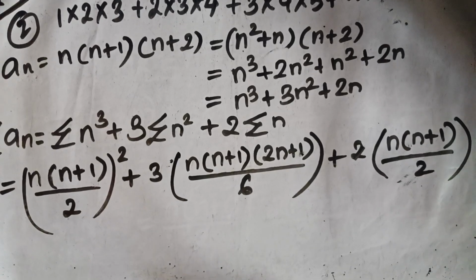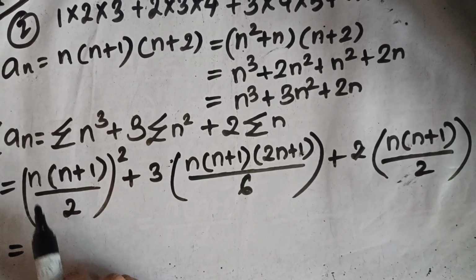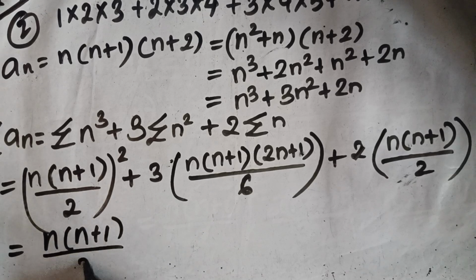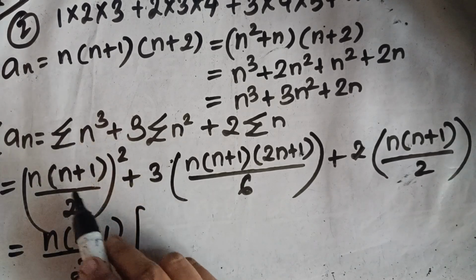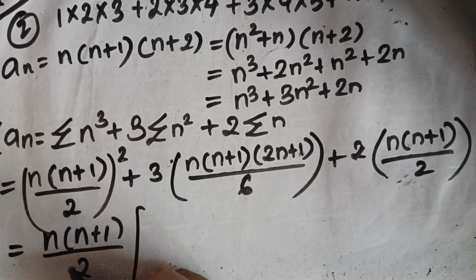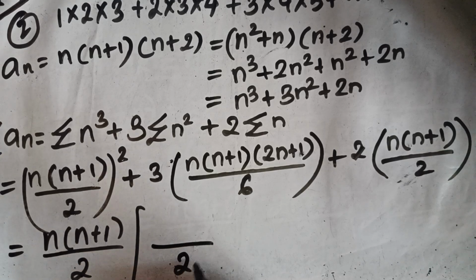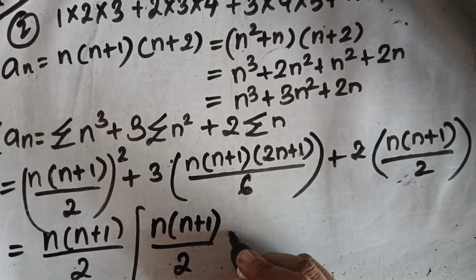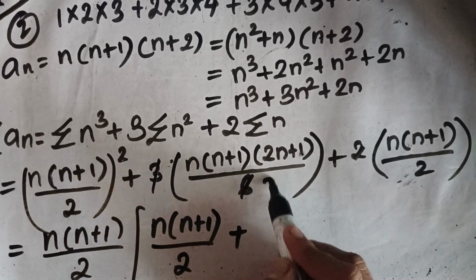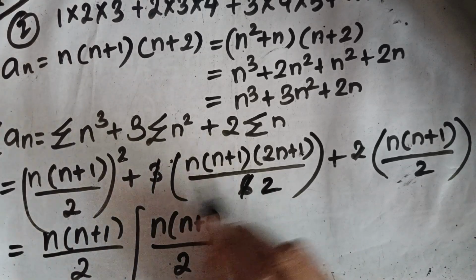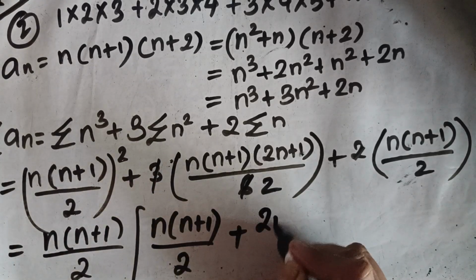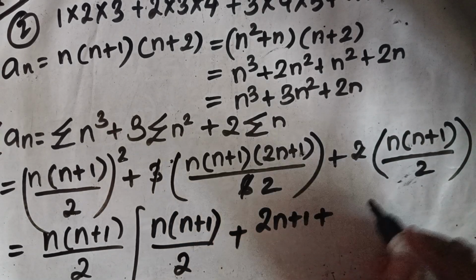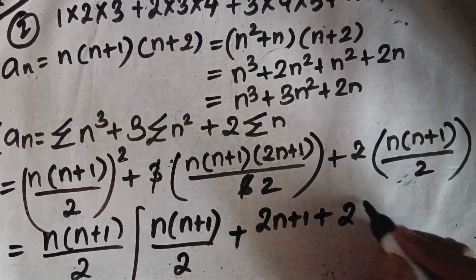Common we can take. So if you take common n into n plus 1 divided by 2, what will you get? This is 2 square, so one 2 is outside and the other 2 is inside. So this is n into n plus 1, plus 3, with 2 outside, and n plus 1. So 2n plus 1 plus 2 into 2.